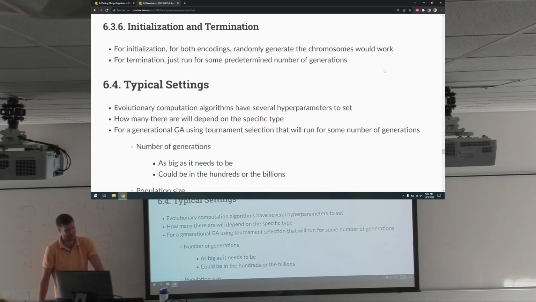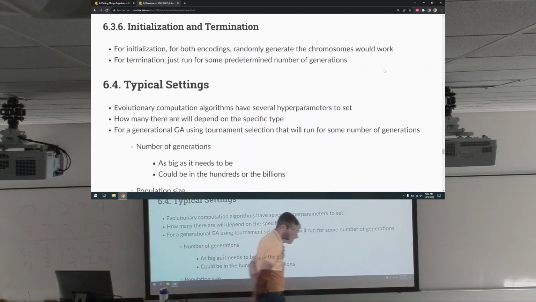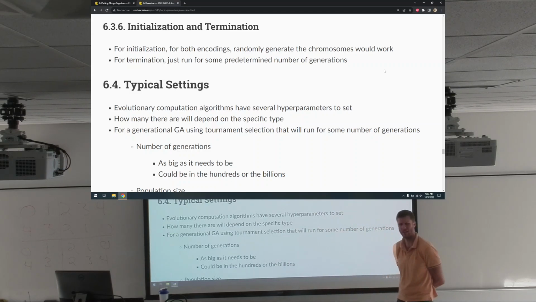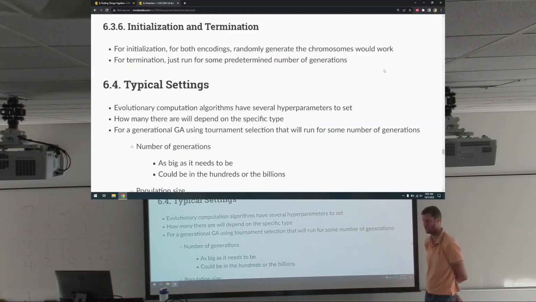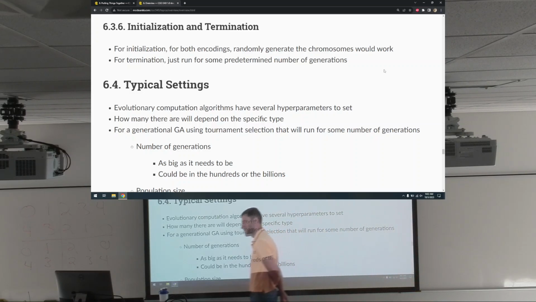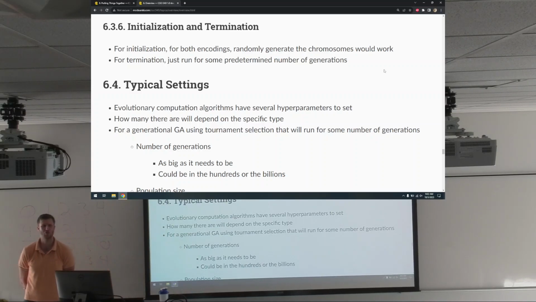So, typical settings. There are a lot of hyperparameters to set. By the way, did I explain to this class yet why they're called hyperparameters? Did I make that joke to you? I'll say it again just to be safe. So typically you call these things parameters, and if you were going through the text for the course, they'd be called parameters.